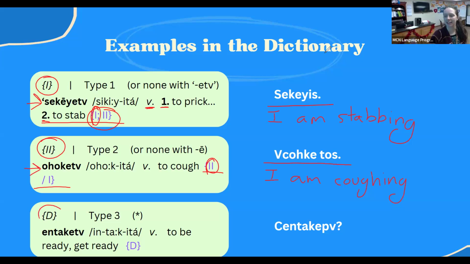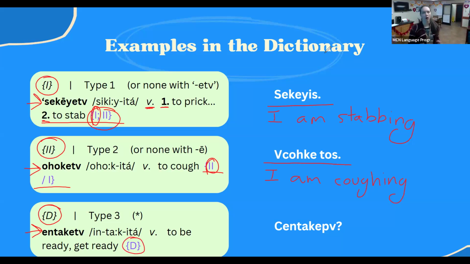And then our type 3, our D, type 3. In this case, I chose endogida. It's one that's probably very good to know. It means to be ready or to get ready. Endogida. So here it is. Our D. So the word I chose was jindagiba. Jindagiba. Which is, oh, I don't know why I started with the letter C. It means, are you ready?